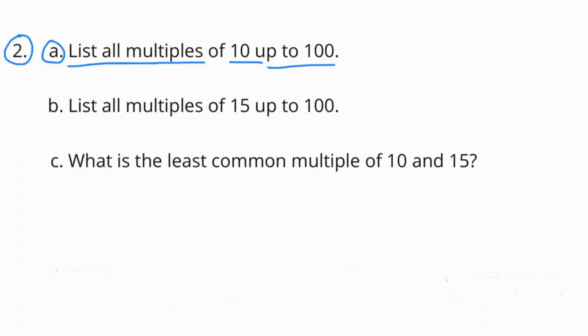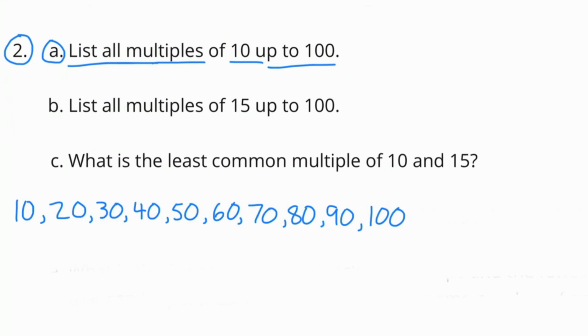Number 2. A. List all multiples of 10 up to 100. To list multiples, you just count by that particular number. For example, to list multiples of 10, you'd count by 10. 10, 20, 30, 40, 50, 60, 70, 80, 90, 100.